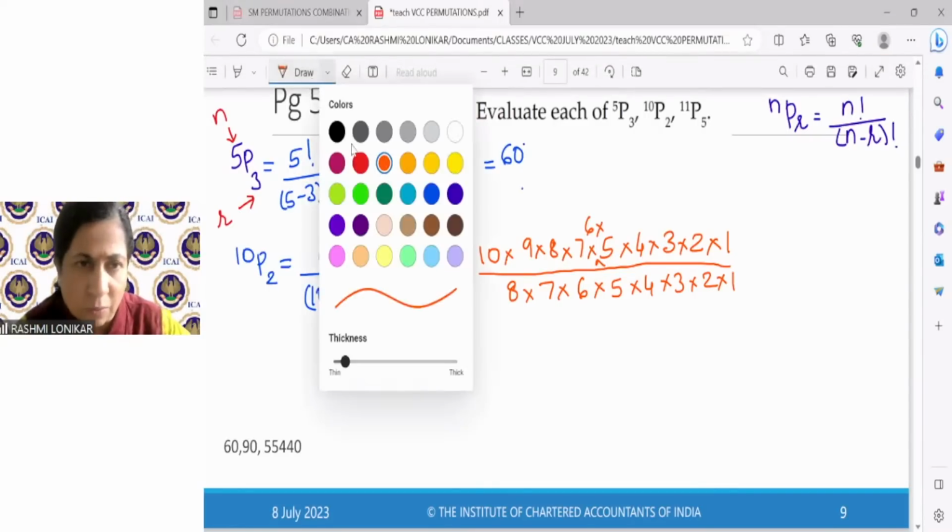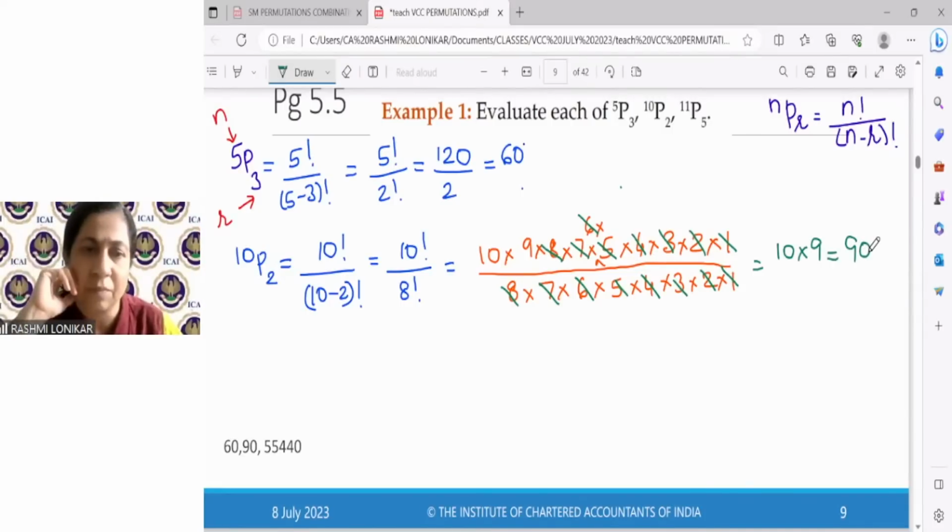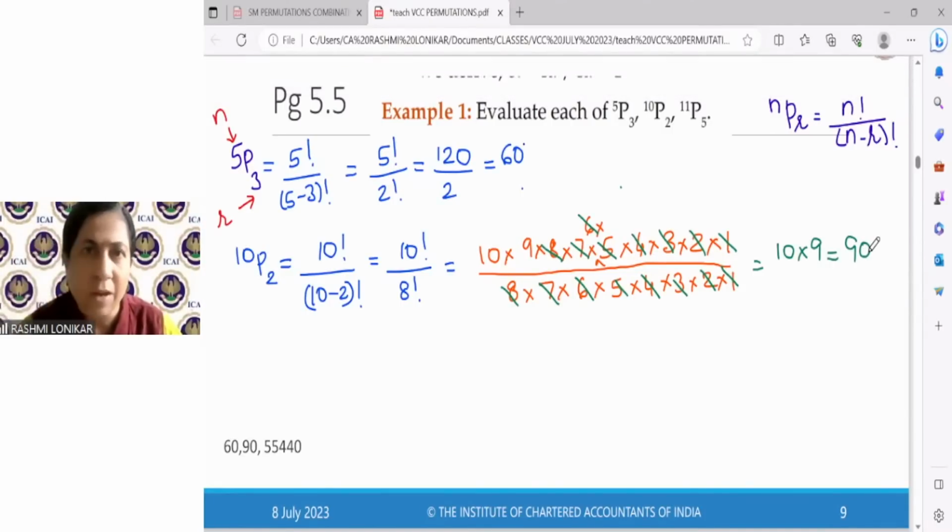Okay. Now, I will cancel what is common. 1 is common. 2, 3, 4, 5, 6, 7, 8. Anything else? No, in the denominator, everything is cancelled. So there is only 1 remaining in the denominator. What is happening? This is 10 into 9, which is equal to 90. Okay. One way, golden rule says write it down completely.